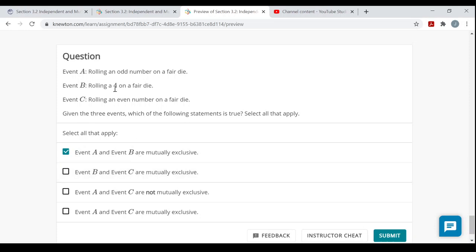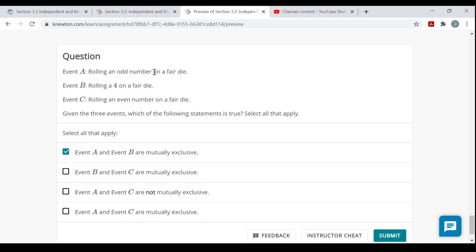Again, event B contains the outcome 4. Event C contains the outcomes 2, 4, and 6. They share the outcome of 4. They have the outcome of 4 in common. So B and C are not mutually exclusive. So I'm not clicking that one. Events A and C are not mutually exclusive, meaning they do share stuff.